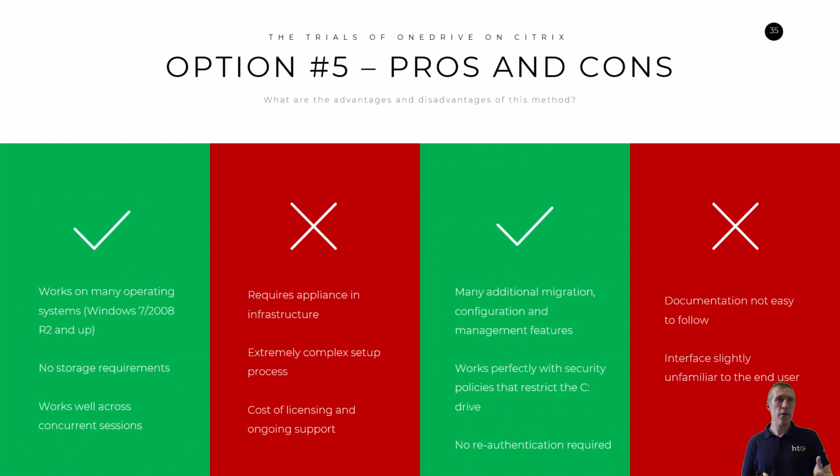So again, for this fifth option, what are the pros and cons? Works on Windows 7, 2008 R2, no storage requirements, works well across concurrent sessions, loads of additional features, works with the security policies that restrict access to C drive, no re-authentication. It does require you to put an appliance in your infrastructure. It's a very complicated setup process. Obviously, it has a cost of licensing and cost of support. Documentation wasn't great, and the interface that you're presenting, again, isn't tied in to that kind of native Microsoft File Explorer experience that we're looking for.